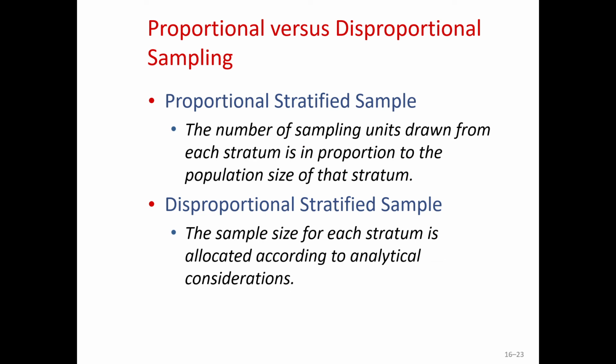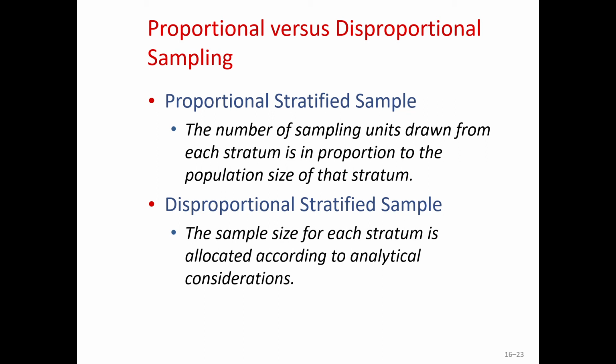Now, proportional versus disproportional sampling. If the number of sampling units drawn from each stratum is in proportion to the relative population size, the sample is proportionally stratified. And in a disproportional stratified sample, the sample size for each stratum is not allocated in proportion to the population size, but is dictated by analytical considerations such as variability, for example. So a disproportionate stratified sample could also be selected to ensure an adequate number of sampling units in every stratum.